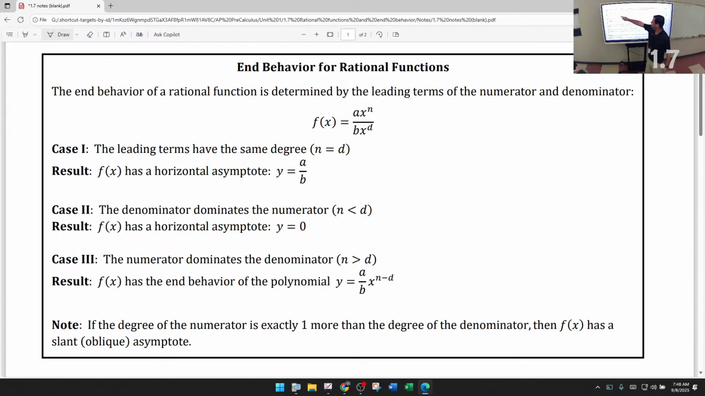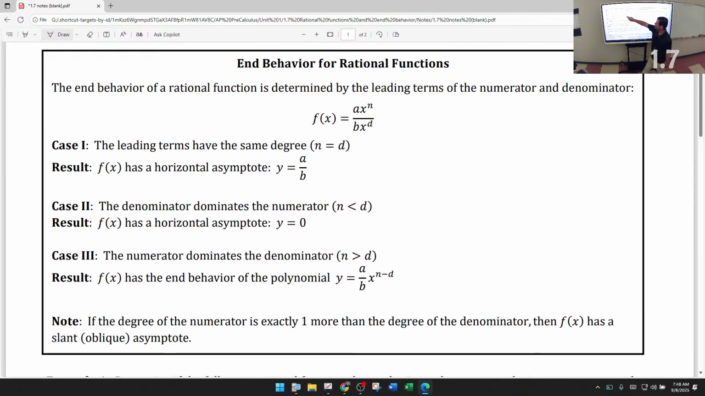So the end behavior of a rational function is determined by the leading terms, or rather the degrees of the numerator and the denominator. Case one: if the leading terms have the same degree, we look at the coefficients, A over B. That's why they're telling you it's A over B. Again, I just divide it and I don't have to worry about the leading term. I just look at the degree.